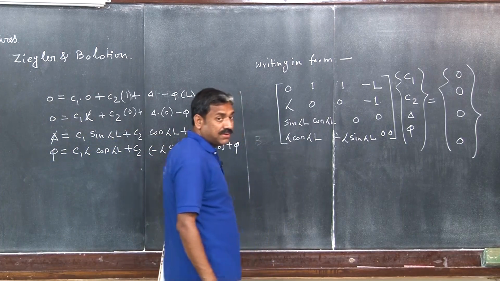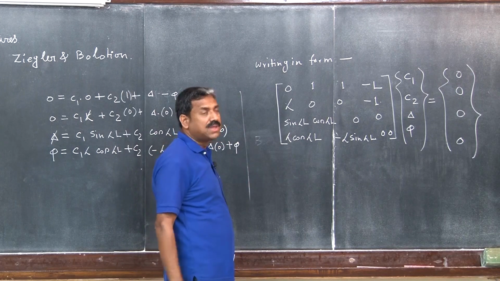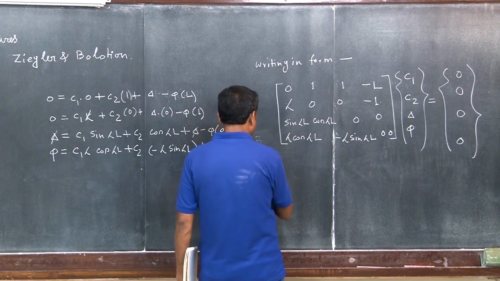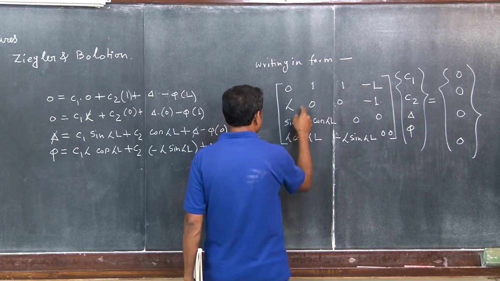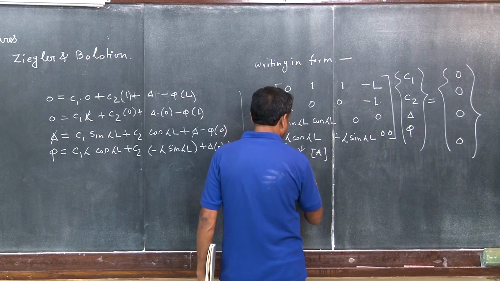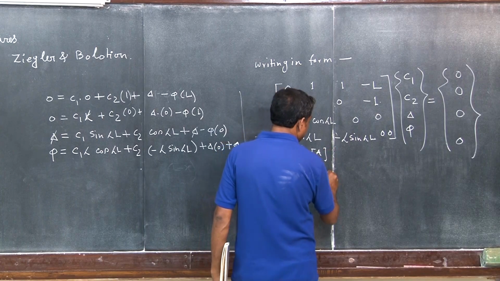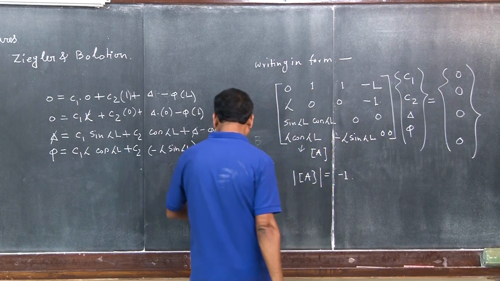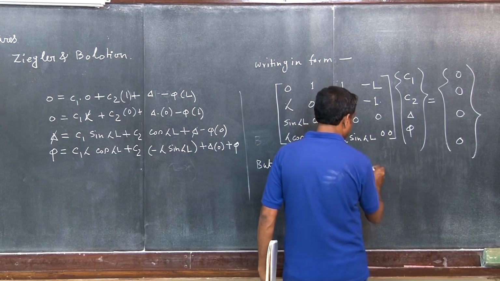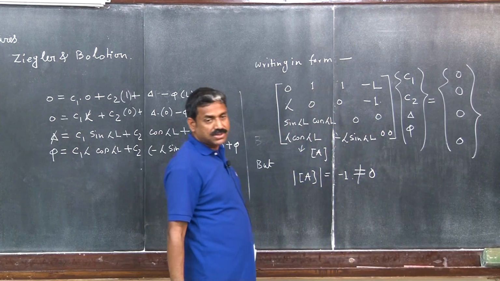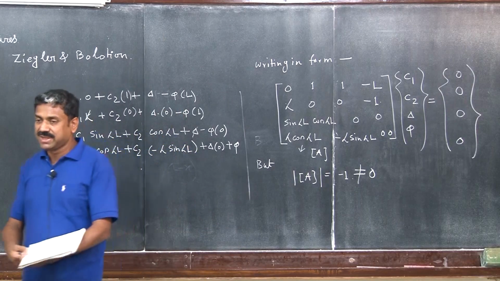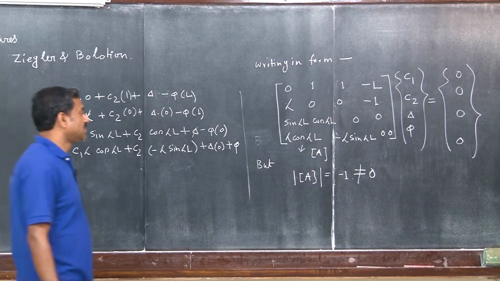Let us see if it has any non-trivial solution. For a non-trivial solution, the determinant needs to be 0. If I take this matrix to be A, the determinant of this matrix A, you will see, is -1. It is never 0. For a non-trivial solution, the determinant must vanish. It is -1. What does it mean? That means there cannot be any non-trivial solution, right?